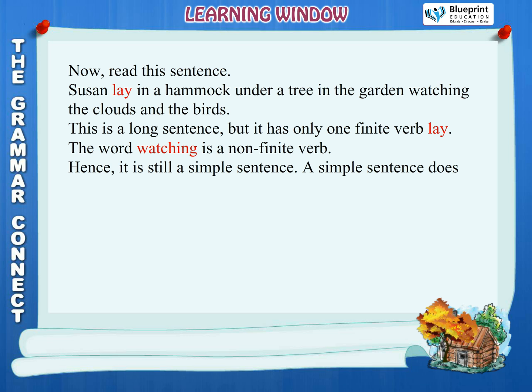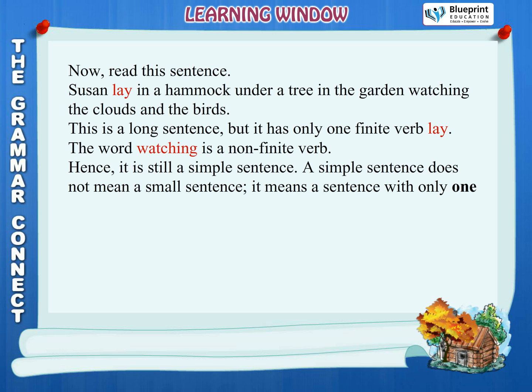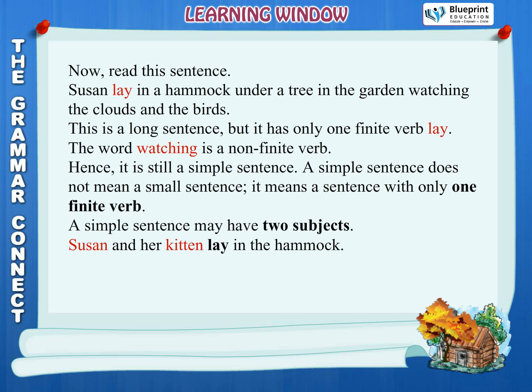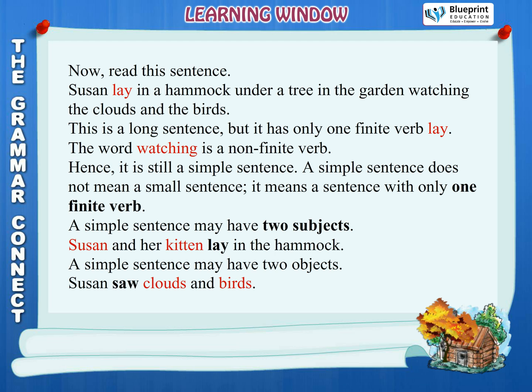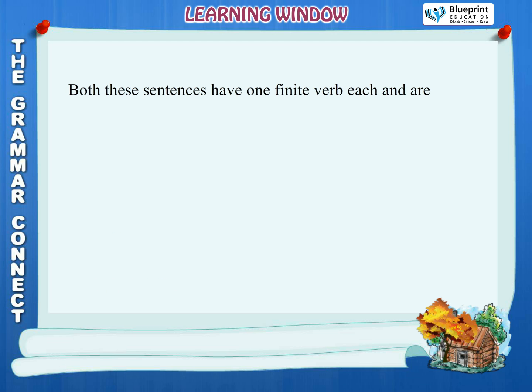A simple sentence does not mean a small sentence. It means a sentence with only one finite verb. A simple sentence may have two subjects. Susan and her kitten lay in the hammock. A simple sentence may have two objects. Susan saw clouds and birds. Both these sentences have one finite verb each and are therefore simple sentences.